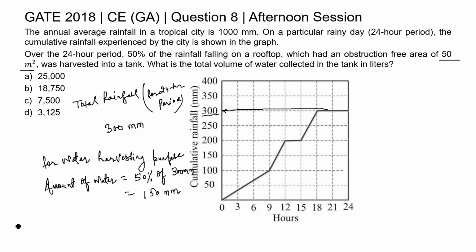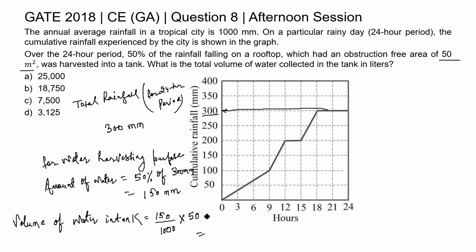So we can say the volume of water in tank is equal to depth of this rainfall. So depth is 150 mm. Since the area is given in meter square, we also convert this mm into meter. So it will be 150 by 1000. Now this is in meter. So this amount of water into area. So area is how much? 50 meter square. So this is the volume of water collected in the tank.